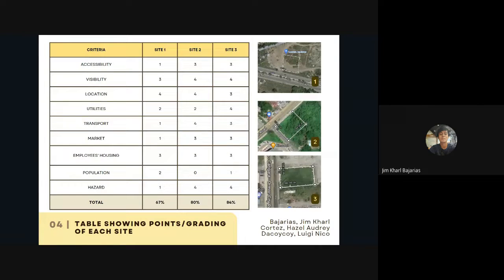Here is the table showing the grading of each site. For Site 1, we got 30 points. For Site 2, we got 36 points, and for Site 3, we have 38 points, with a perfect score of 45 points.